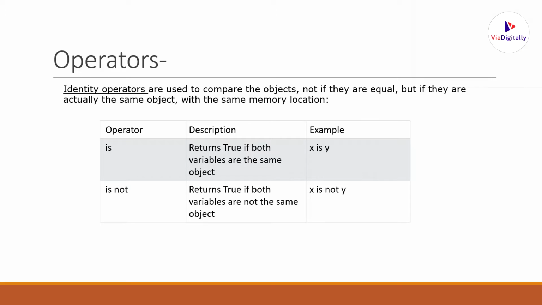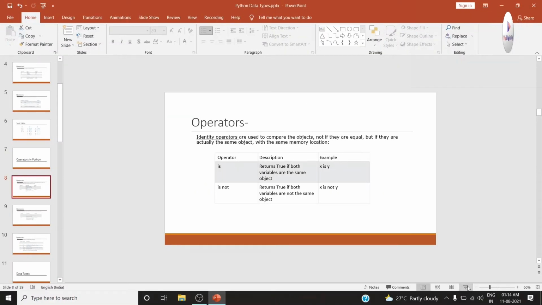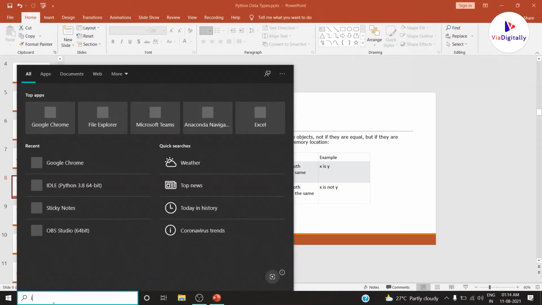Coming to is not, it returns true if both variables are not the same object. In the given example, x is not y means if both x and y are not pointing towards the same memory location, then the value will be different. Let us check in real time coding in IDLE. Let me open my IDLE.